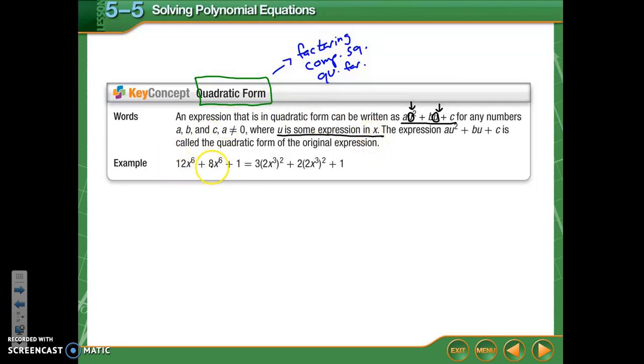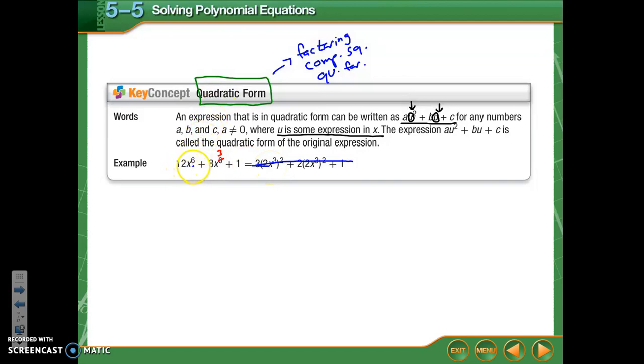12x to the 6th plus 8x to the 6th plus 1. I don't think they did this right. And so continues the saga of finding typos in the PowerPoints. Okay, so 12x to the 6th plus 8x cubed plus 1. We're going to ignore this for a second.